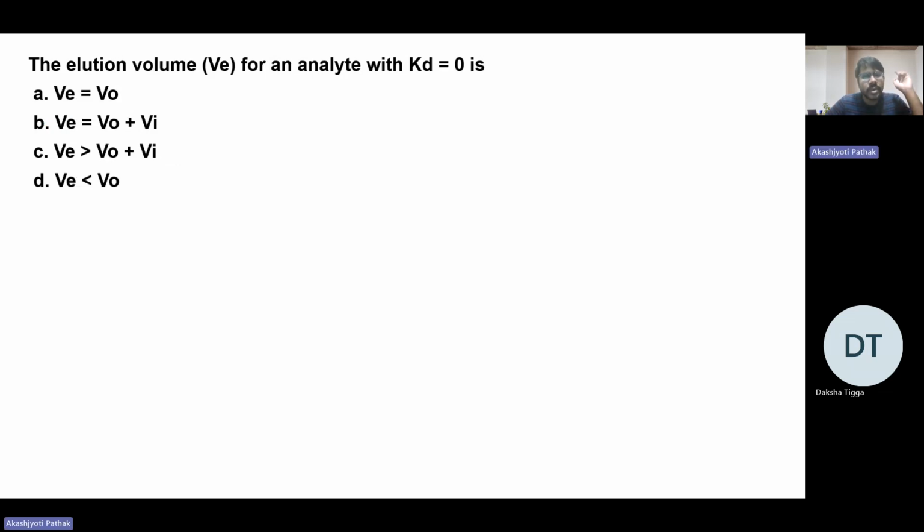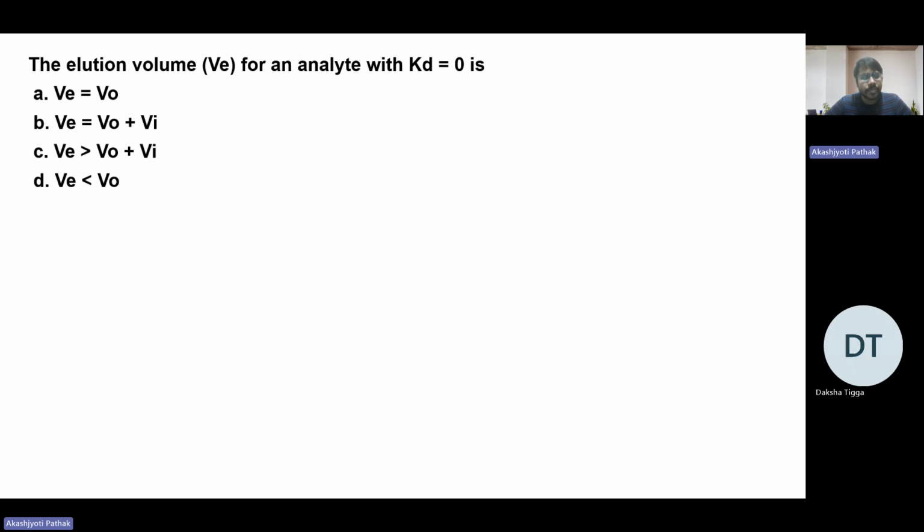Now, elution volume for an analyte with KD equal to zero is what? Just now I explained that anything having a very large size will not enter inside the pore. As a result, it will be eluted in the void volume. So what is the void volume of the column? Each column has a particular void volume.